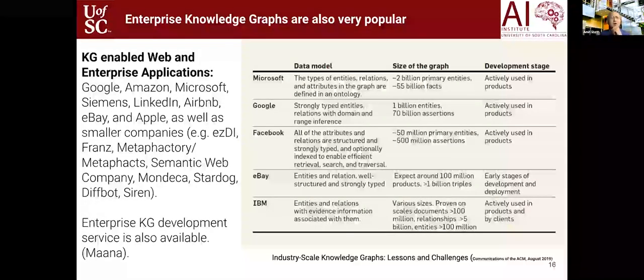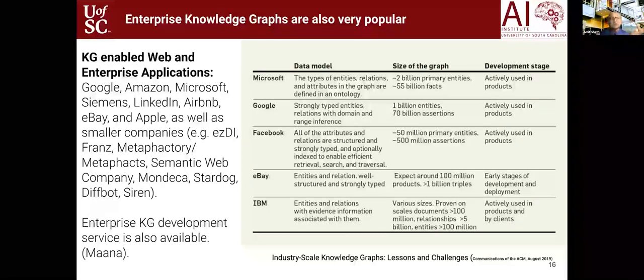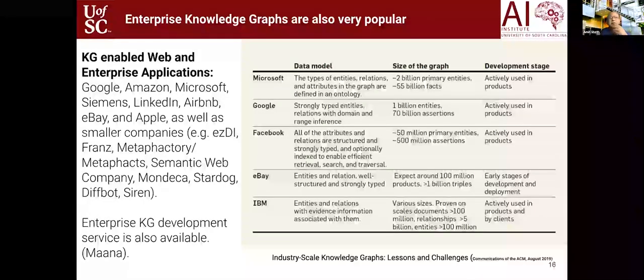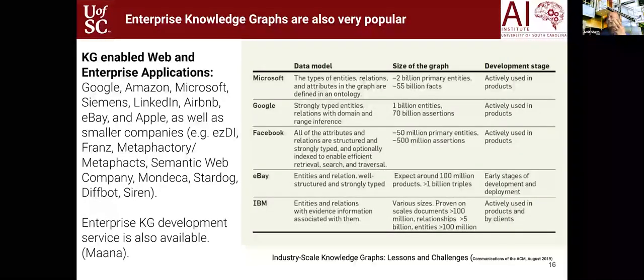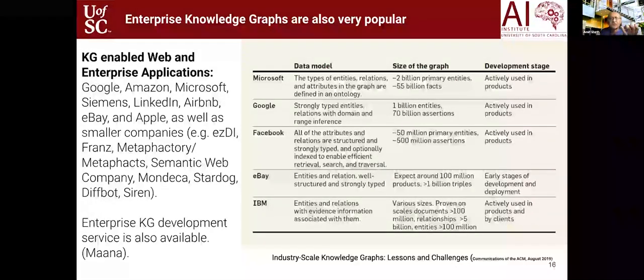Interestingly, many small companies have built knowledge graphs, and for some of the small companies, their whole value system is centered around the use of a knowledge graph. One of the companies I co-founded, called EasyDI, is extensive, where the knowledge graph is the center of everything we do, including all the deep learning and machine learning we do in that company. There are also companies like Mana that develop knowledge graphs for individual companies. So the services are available.